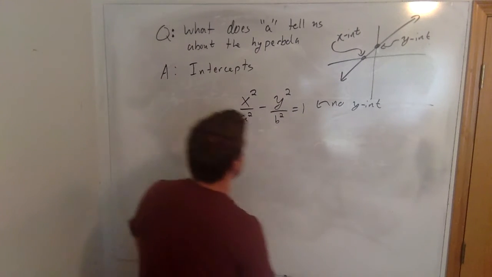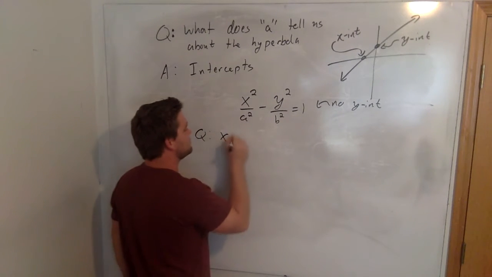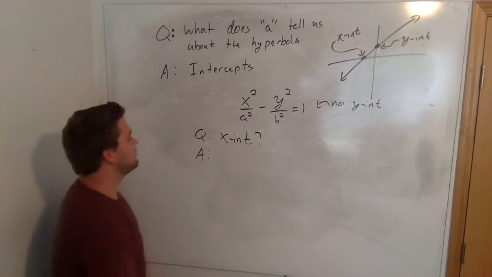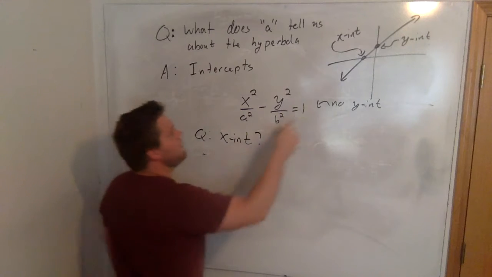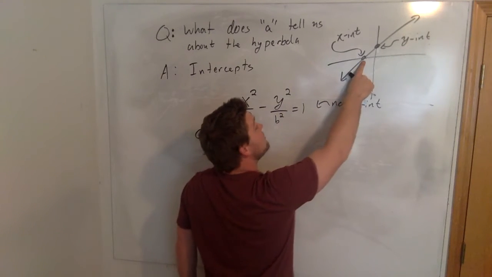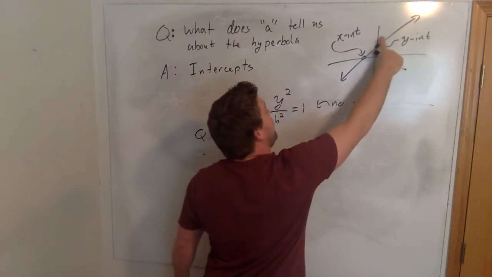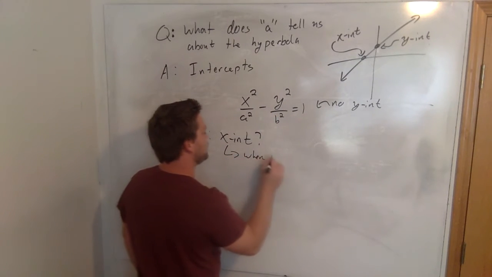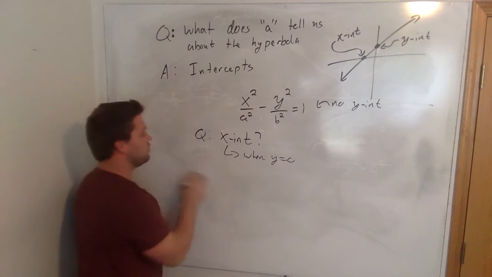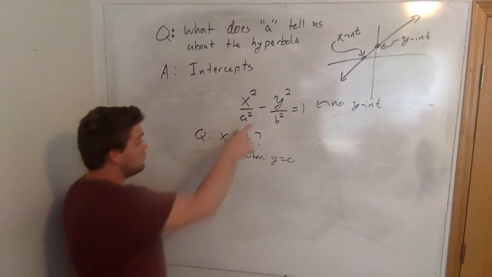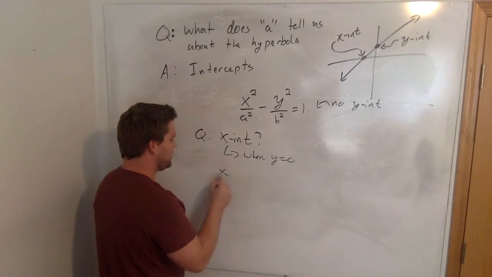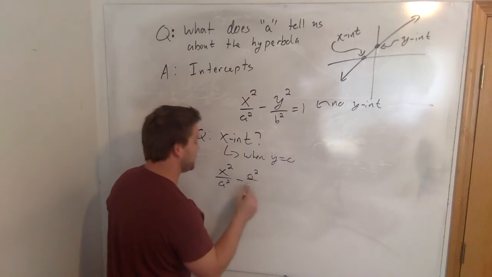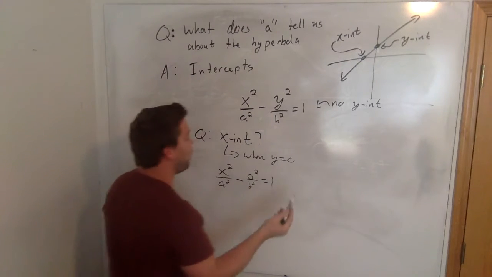Okay, it doesn't have any y-intercepts, but does it have x-intercepts? Well, let's figure it out. What's true about x-intercepts is that the y-coordinate is 0. So this is when y equals 0. If we replace y with 0, we're going to get x squared over a squared minus 0 squared over b squared equal to 1.